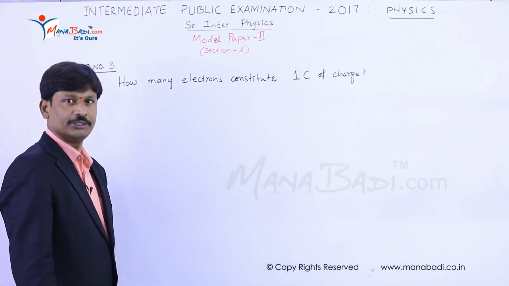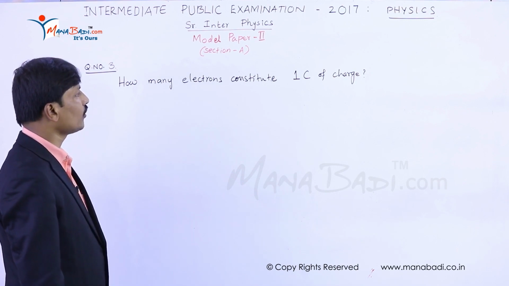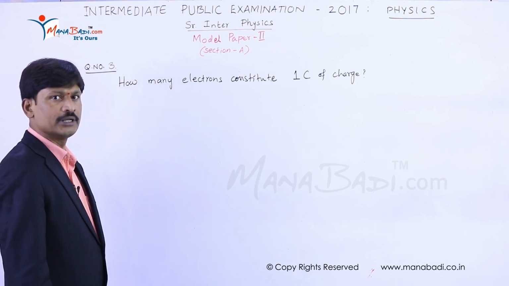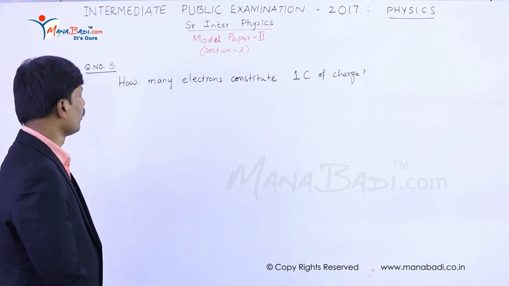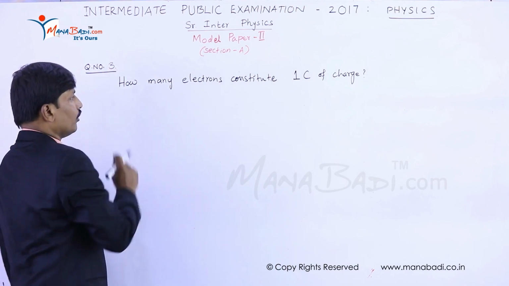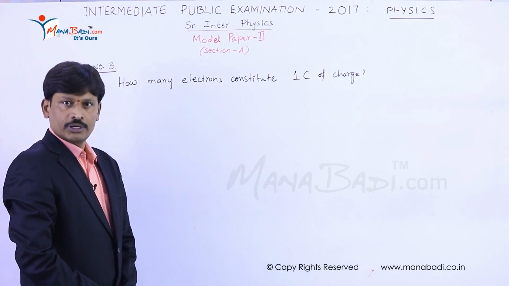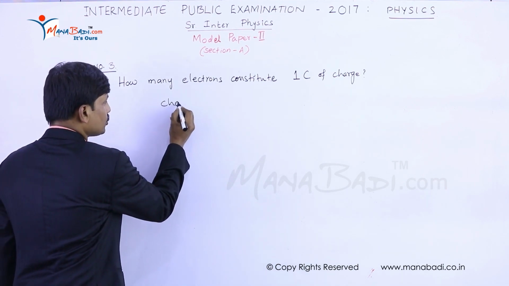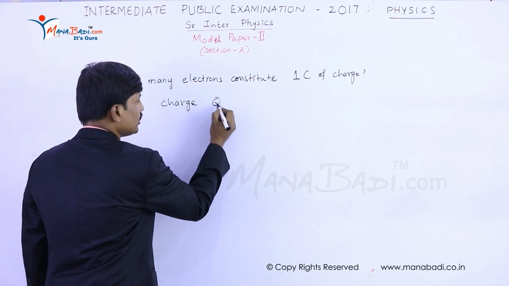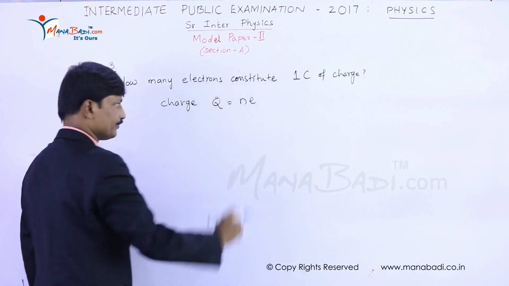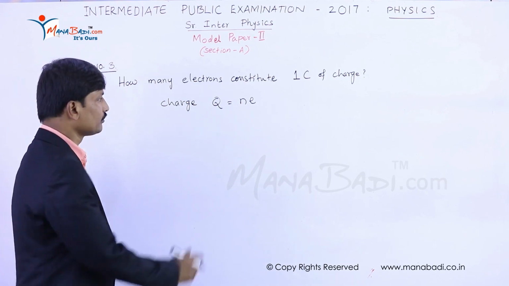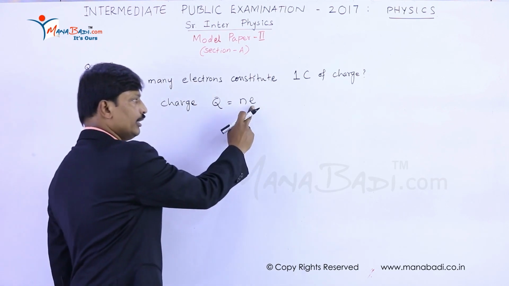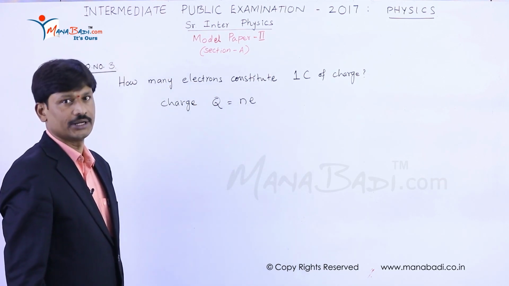Now, question number 3. How many electrons constitute 1 coulomb of charge? It is a very simple question. We know that according to quantization of charge, Q equals Ne, where N is the number of electrons and e is the charge of each electron.